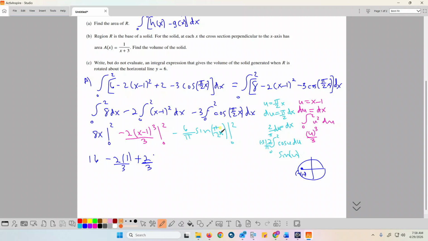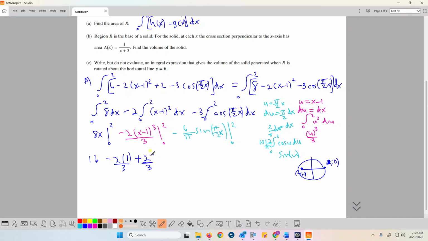Well, what happens when we plug in 0 for x? When we plug in 0 for x, 1 comma 0, and then that's also a y value of 0. Sine is the y coordinate here. Okay, so that also gives me 0 times 6 over pi. So look, this is what we get here.